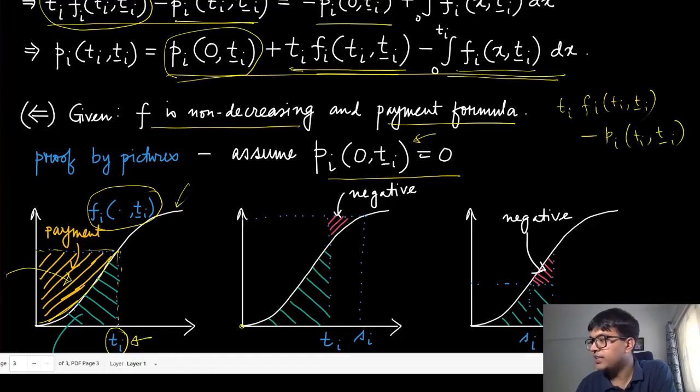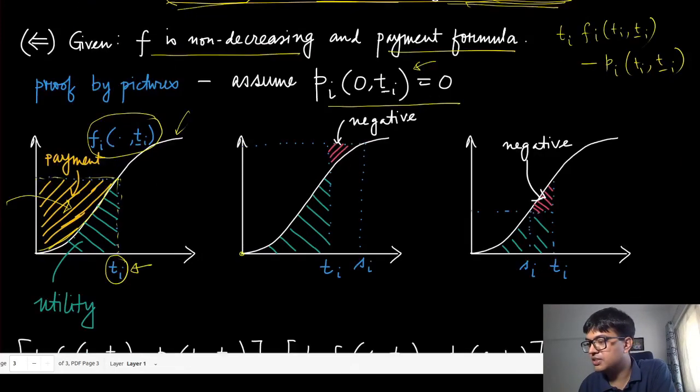And if you do that, what you get is this part will actually cancel out, and you'll be left with this part. So this green part is nothing but the utility here for this player when it is reporting its type truthfully. Now let us look at two situations where in one case the agent is overstating its type, and the second case where it is understating it.